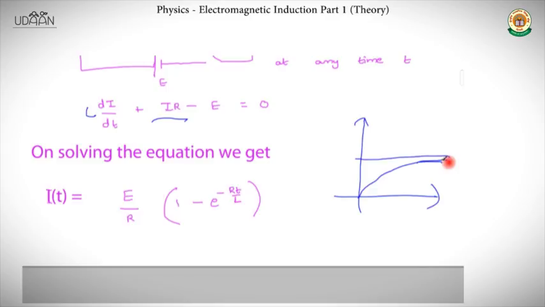If you take the limit t tends to infinity, you can easily say that inside the bracket the term with e will just tend to 0, and in that case the current tends to E by R. So we could say that the current approaches the value E by R as time tends to infinity. So basically this is a graph of the inductance and this is the equation.